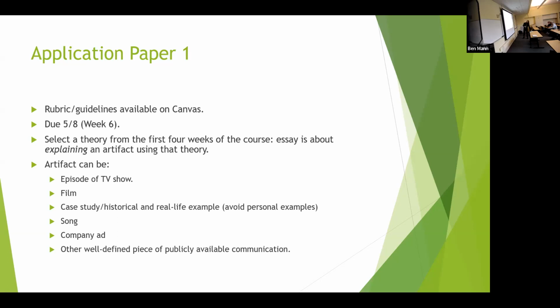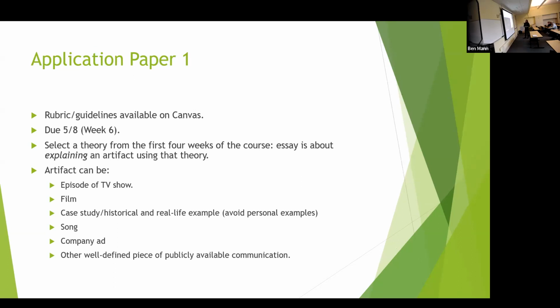I also wanted to show you on Canvas the assignment, including the rubric, so that you know what to look for and how I'll be grading this assignment. So if you scroll down to week number 6, you'll see that application paper number 1 is there. Also listed are the theories that you can use for the assignment. So again, these were week 2 theories. These were theories from last week. And then these 3 are the theories that we're discussing this week.